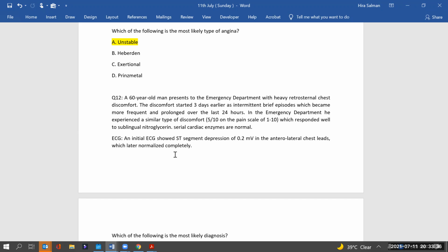But if it's in the infarction condition, no. If you give blood to the infarcted heart, it will deteriorate more. That's the very weird thing about infarction. When you give blood, it will deteriorate more.